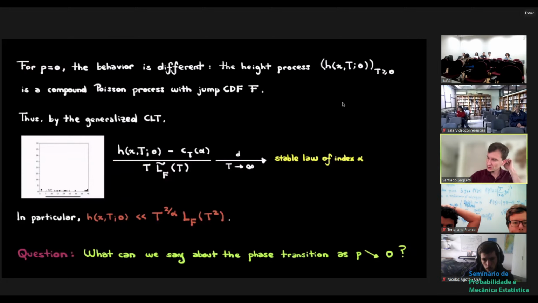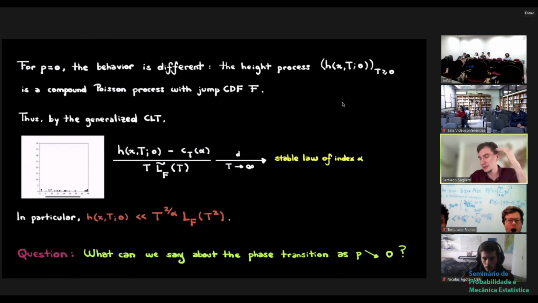And so that's for p positive. What happens for p equals 0? For p equals 0, the behavior of the model is different because, as I said, all the columns behave independently. And at rate 1, what happens for each column is that a block is going to fall down on top of the last block sitting on top of x. And this block will have a random height, which is going to be distributed according to this distribution function F.